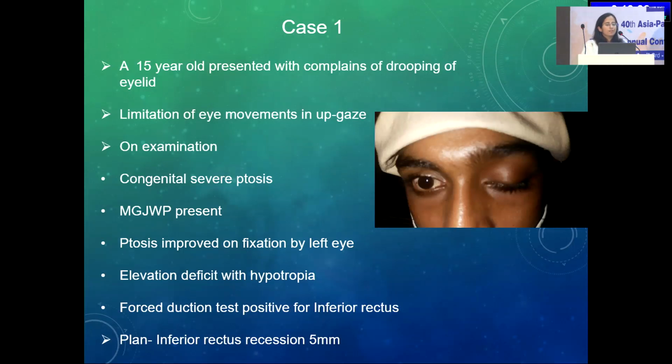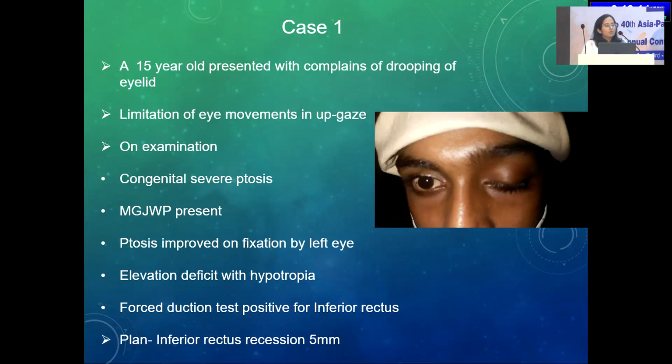we will be discussing how we approach these cases. So, this is one of the patients. He's a 15-year-old male. He presented with severe congenital ptosis. Along with that, he had a hypotropia. There was Marcus-Gunn jaw winking phenomena, and there was elevation deficit with hypotropia.